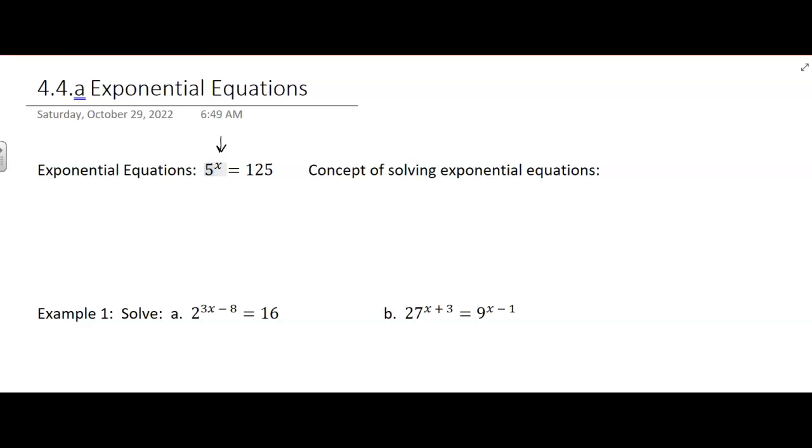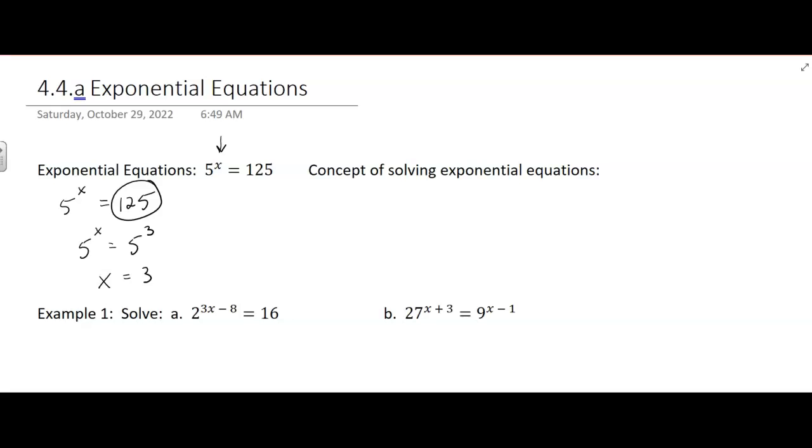But you might know the answer just by looking at it, right? You're thinking, well, 5 to some exponent equals 125. So what do I know about 125? Well, I know 125 is 5 cubed. Or if you didn't know that, you could get a calculator and figure it out pretty quick. So if I have 5 to the x equals 5 cubed, do I know what x is? x has to be 3.